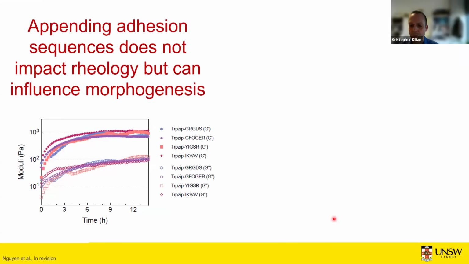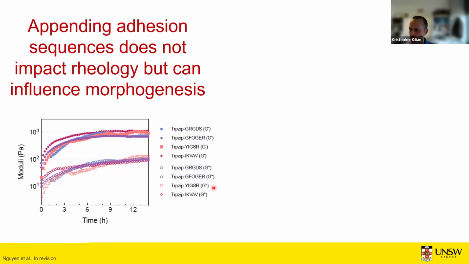One way that we've been trying to control polarity is by adding on distal sequences. And so this is our 10-mer Trpzip peptide. But now, rather than stopping at the end of the peptide, we've added on these adhesion sequences. And so the GRGDS, which is from fibronectin, GFOGER, which is from collagen 1, YIGSR, and IKVAV, which are derived from laminin. And interestingly, when we do shear rheology, what we see is that we get very little difference in the mechanical properties when we add on these adhesive sequences.